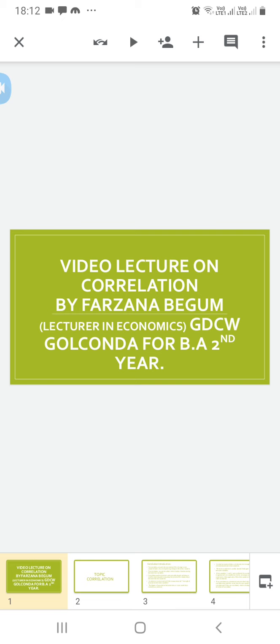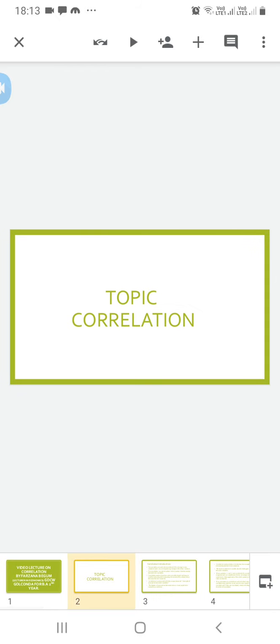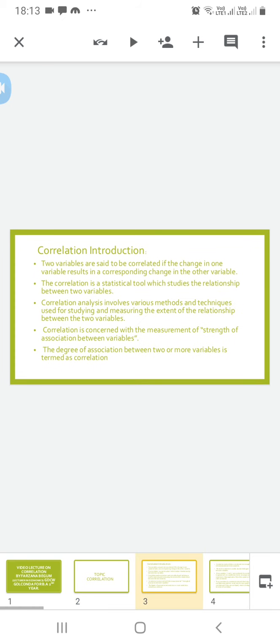The statistical device with the help of which the relationship between two or more variables is studied is called correlation. Introduction of correlation.